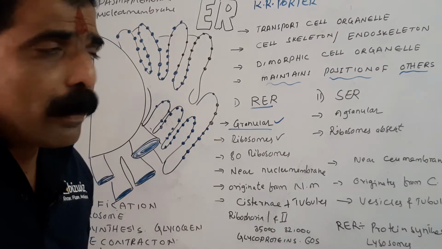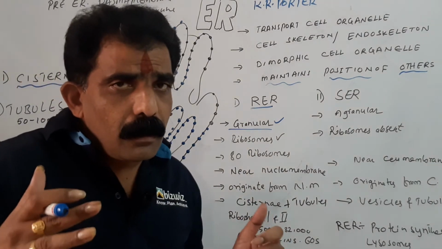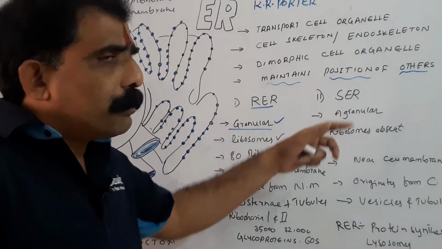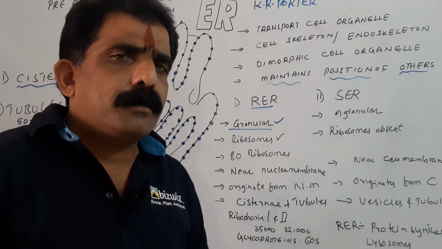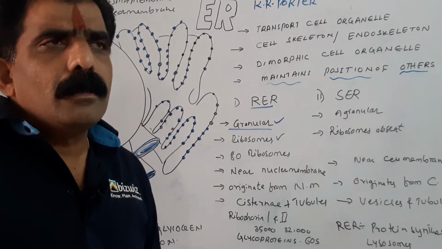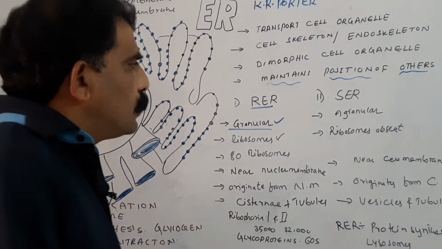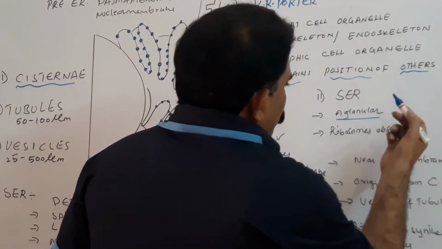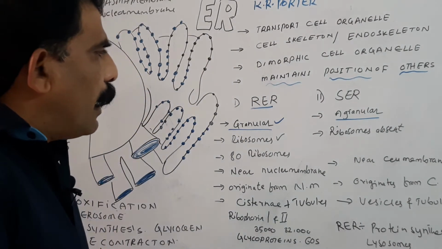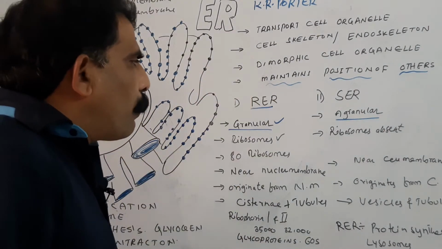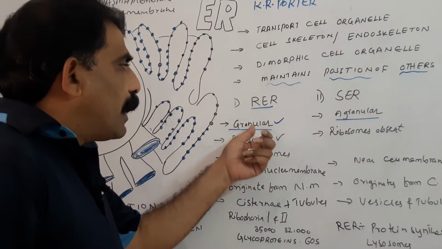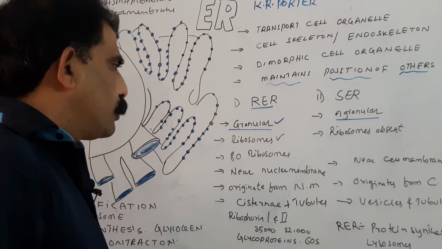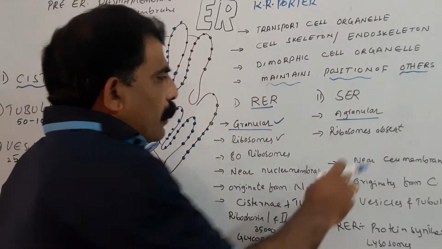Whereas in the smooth endoplasmic reticulum, why is the surface smooth? Because of the absence of ribosomes. So, when granules are absent, that is said to be agranular, no granules. Agranular endoplasmic reticulum, and this is granular endoplasmic reticulum. So, here ribosomes are present and ribosomes are absent.